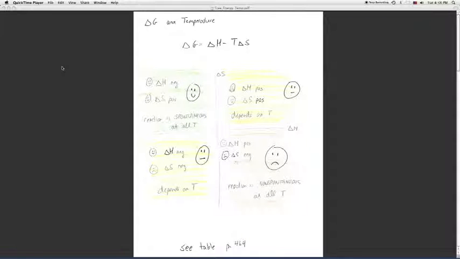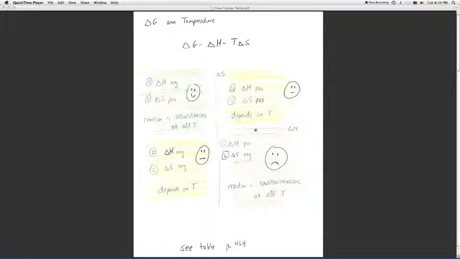All right, chemistry girls, I have some notes here to talk to you a little bit about how the Gibbs free energy change can depend on temperature. So you see our equation here, delta G equals delta H minus T delta S. The spontaneity of the reaction depends on the enthalpy change and the entropy change.